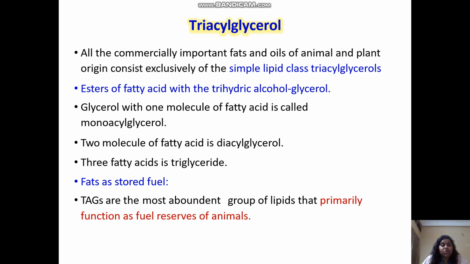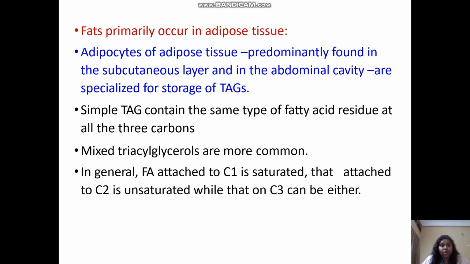Fats as stored fuel. Triacylglycerols are the most abundant group of lipids that primarily function as fuel reserves of animals. Fats primarily occur in adipose tissue. Adipocytes of adipose tissue are predominantly found in the subcutaneous layer and in the abdominal cavity and are specialized for storage of triacylglycerols. Simple triacylglycerol contains the same type of fatty acid residue at all the 3 carbons. Mixed triacylglycerols are more common.